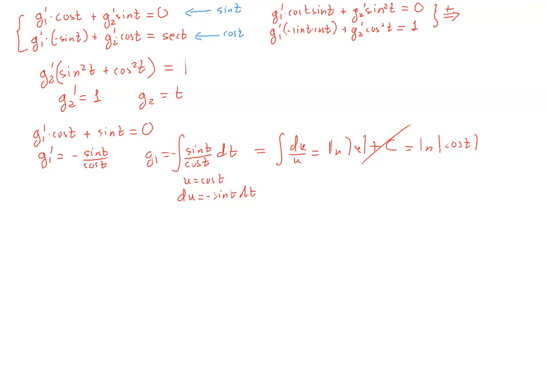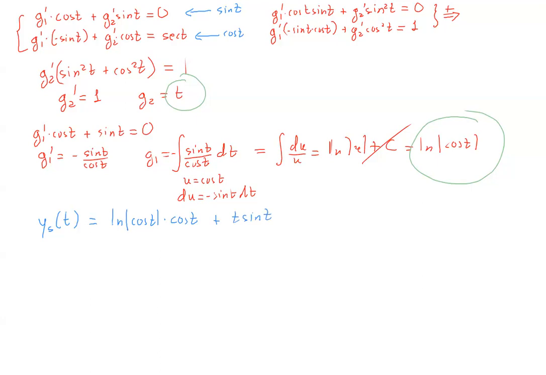So you have your G1, you have your G2. It's important that you put them in the right places. You cannot just shuffle them around and put them anywhere you like. So now I can give my special solution, y_s of t. It will be, the way I prescribed it, ln of absolute value of cosine t times cosine t plus t times sine t.